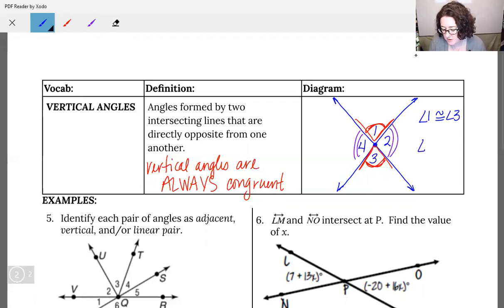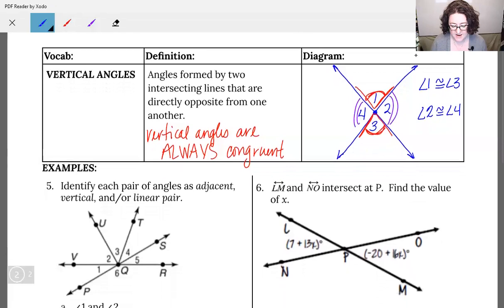I can also say that angle 2 is congruent to angle 4. Again, perfectly equal measures, but we don't have measures that we're working with. We're just dealing with the actual objects right now. Okay, so you want to be careful that you have those two intersecting lines when you're identifying your vertical angles.